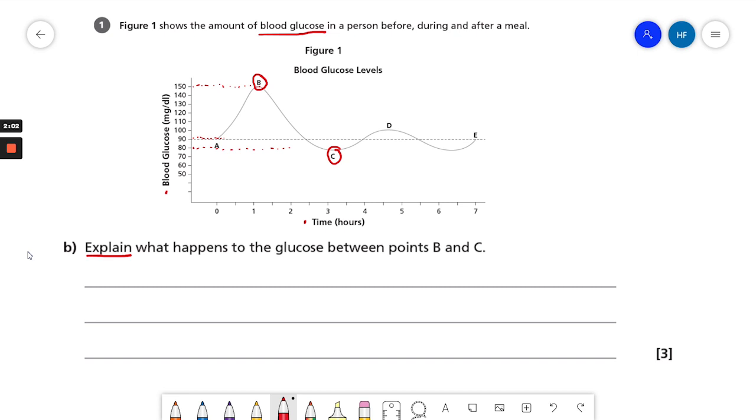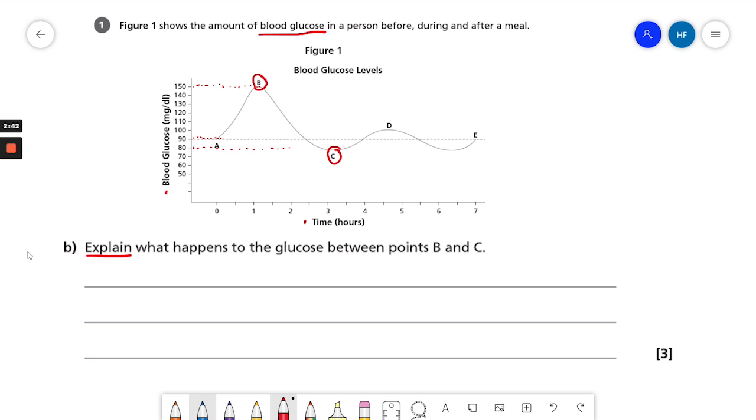Now, to explain why, we need to recall the name of the hormone responsible for controlling blood glucose, and hopefully you'll remember that's insulin. So insulin triggers cells in the liver and muscles to take up glucose from the blood, so the blood glucose level drops. So let's have a go at putting an answer together. And in our answer, we need to cover what happens to the glucose between points B and C, so a description. We then need to name the hormone, which is insulin, and then we need to say what that hormone does, which is trigger the cells to take in more glucose from the blood.